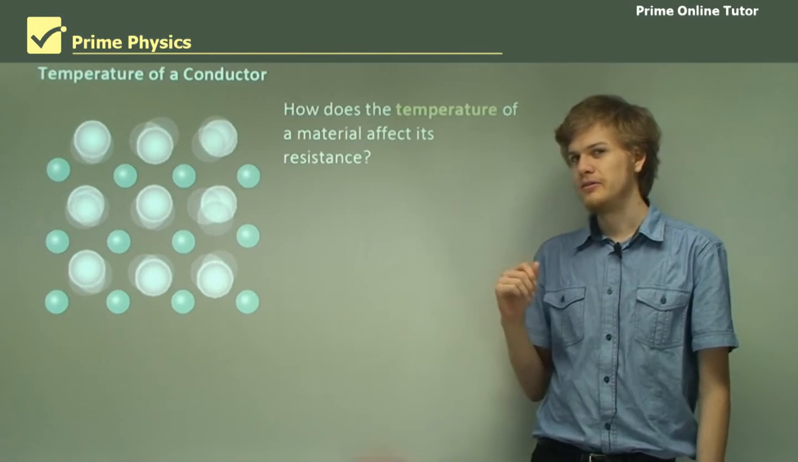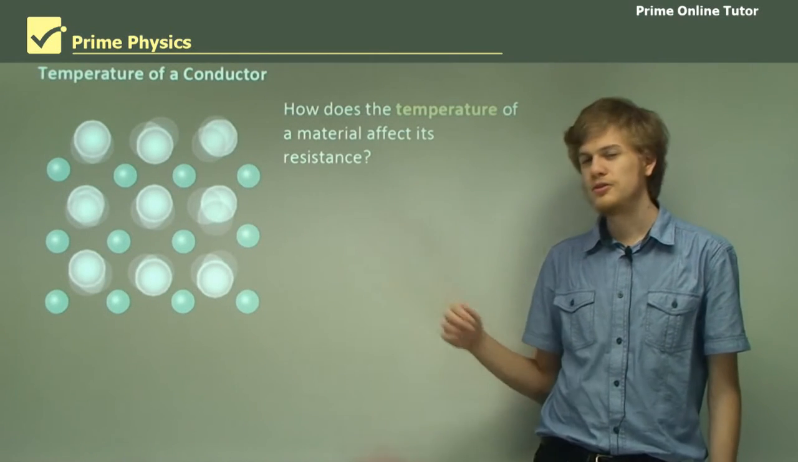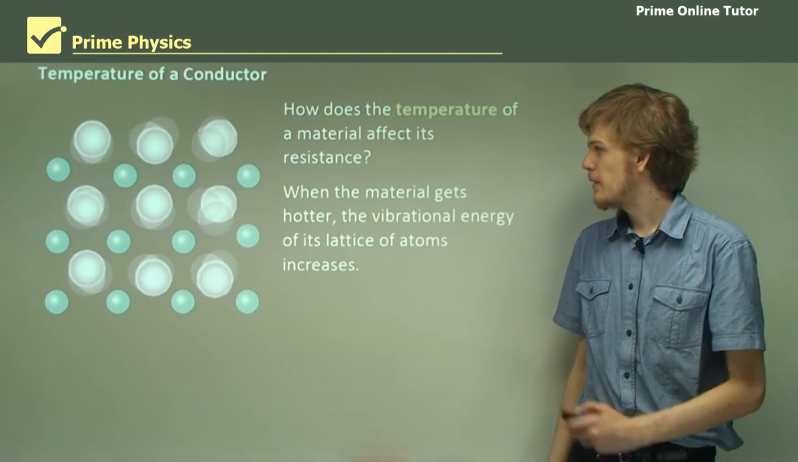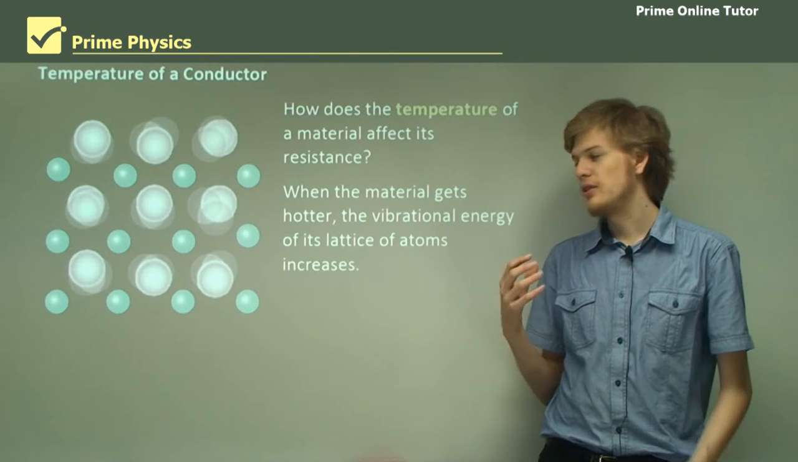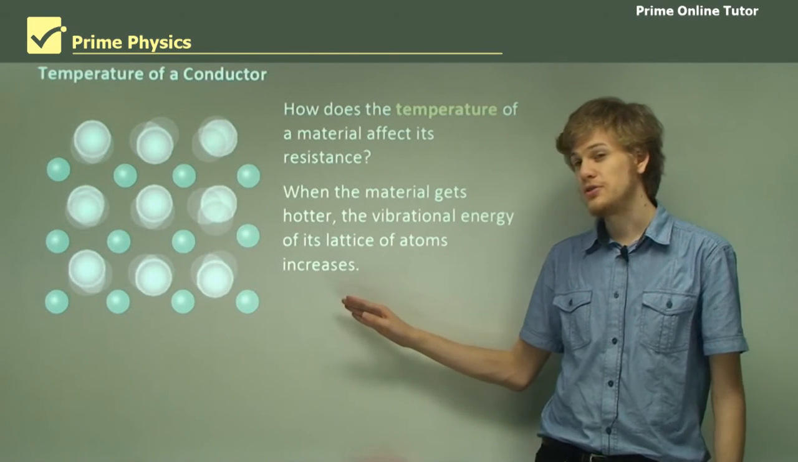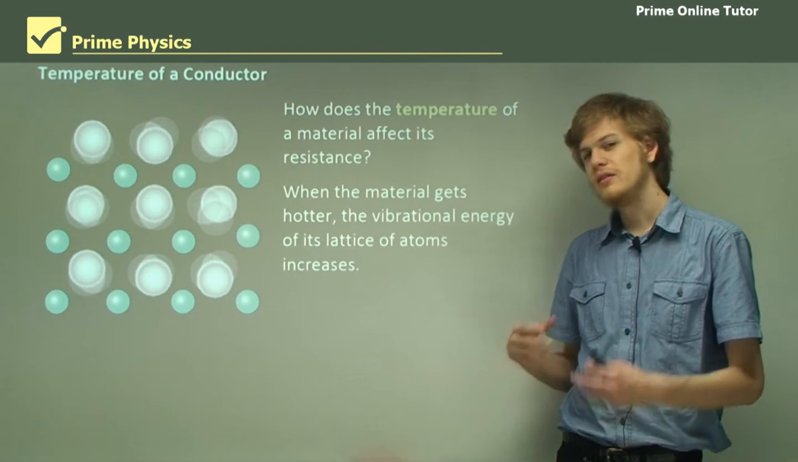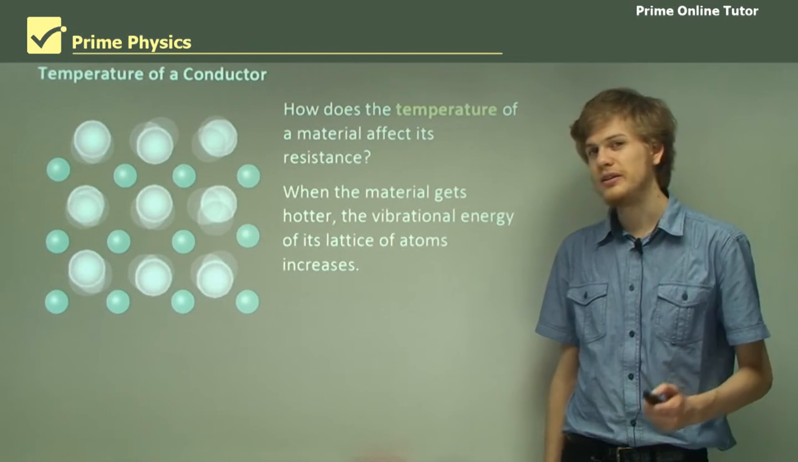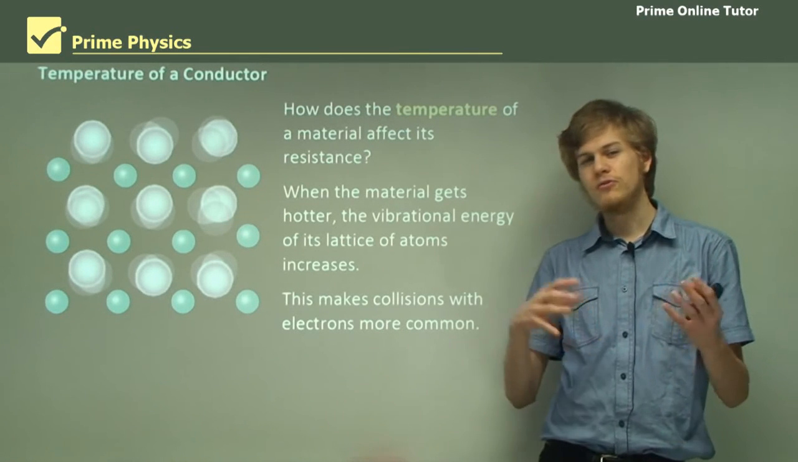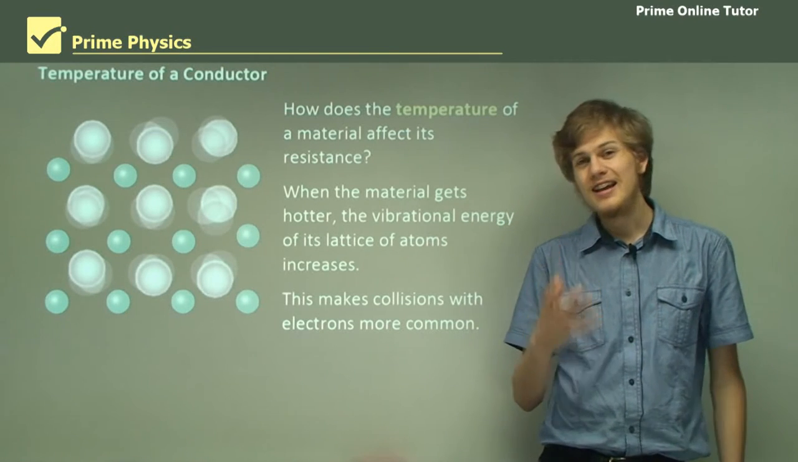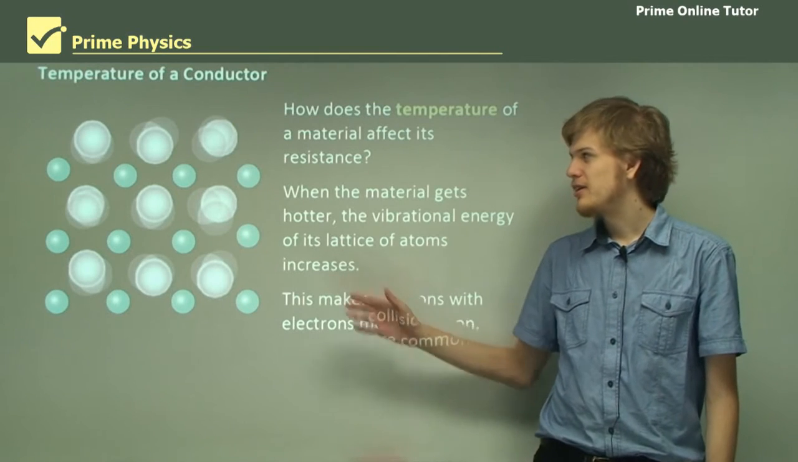How does the temperature of a material affect its resistance? Well, we can see a hint in this picture over here. When the material gets very hot, the vibrational energy of its lattice of atoms, represented by the pink circles here, will increase. So we can see that these lattice atoms are jittering around very quickly in this diagram. And what this means is that if they're vibrating around more, it's easier for the electrons to bang into them, right? Because it's like they're taking up more space.